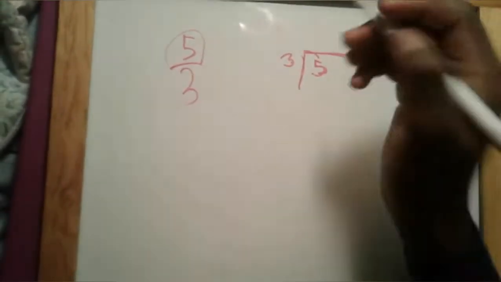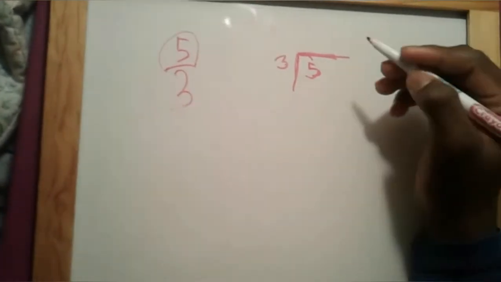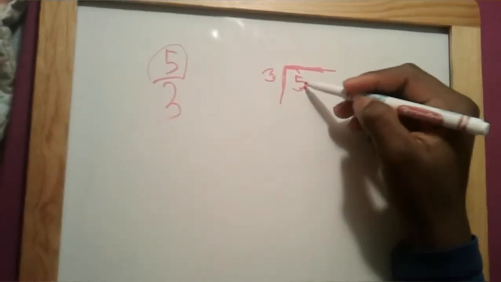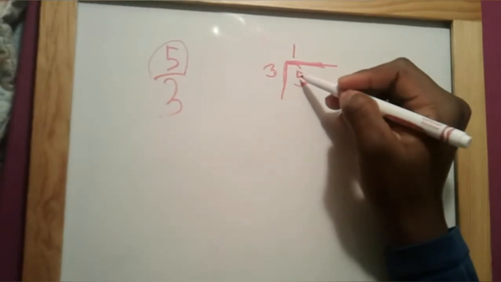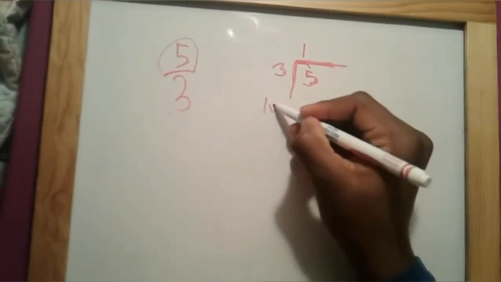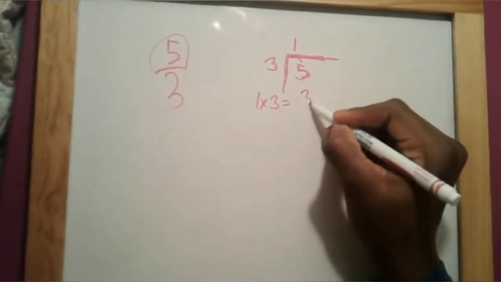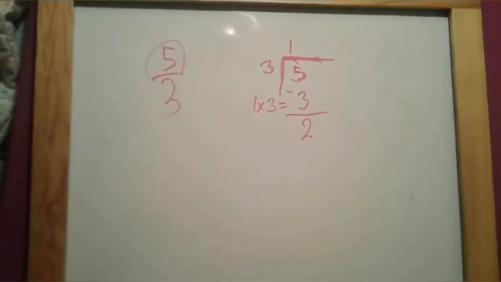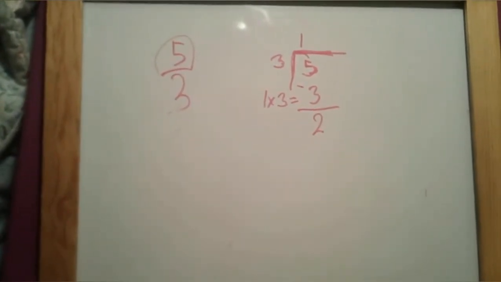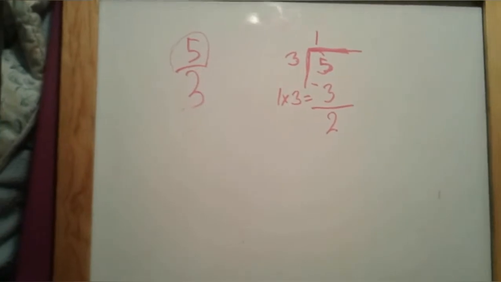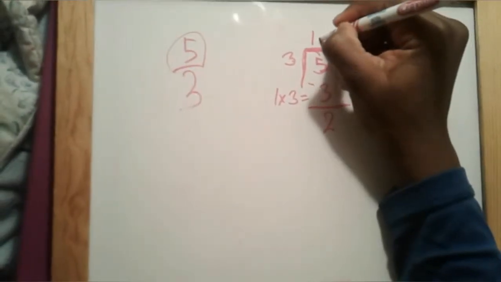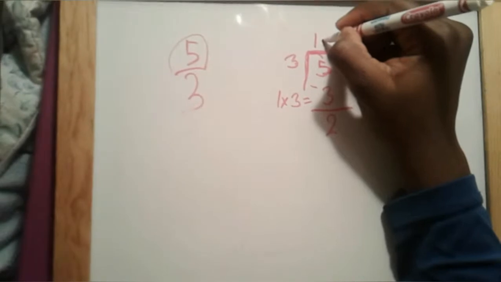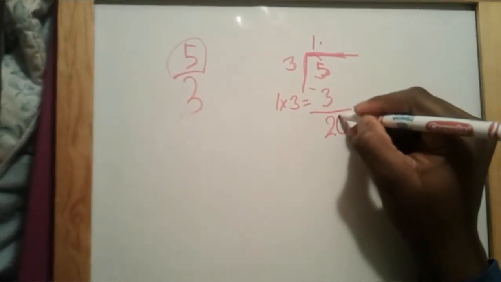So how do you know that this can be divided? 3 goes into 5 one time. You multiply 1 times 3, which equals 3, and then you subtract from 5 and it will be 2. You can't divide 2 by 3, it is impossible. So you must put a decimal point and then add a 0, and it will be 20.